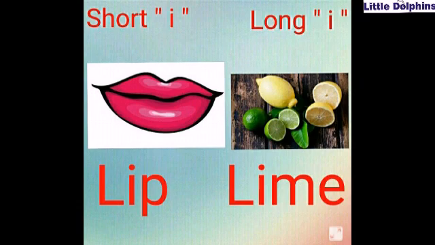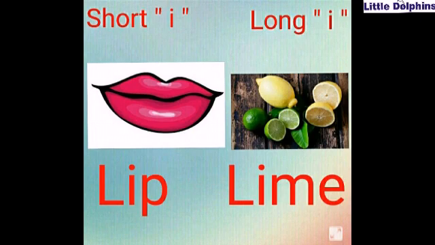Here L-I-P. Is this lipe? No. Why it is not lipe? Because we don't have vowel E at the end of this word. So this is L-I-P, lip. There is short sound of vowel I, that is E, lip.